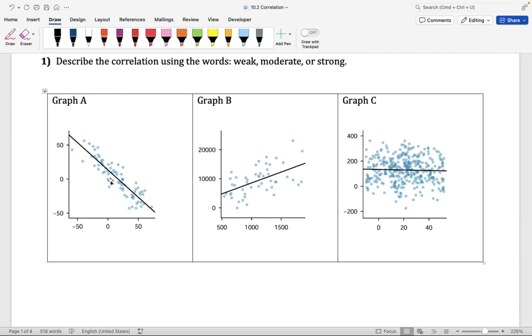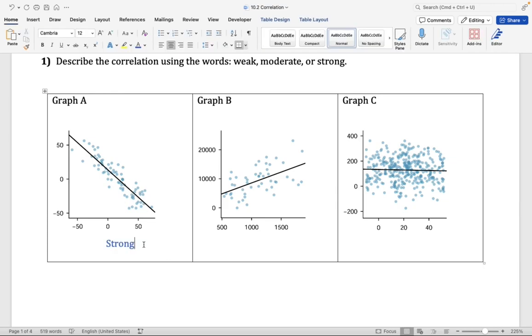The correlation of this graph would be described as strong. Here you can make extra notes to yourself, so when you come back and look at your notes, you understand why we said that this is a strong correlation.